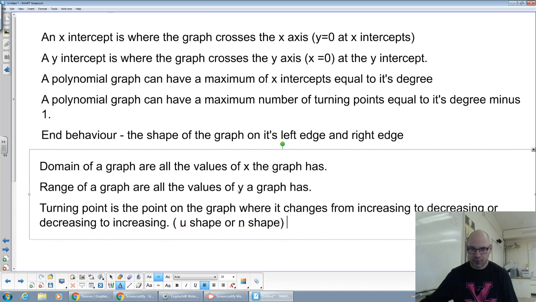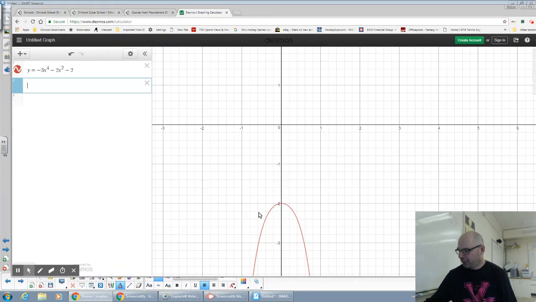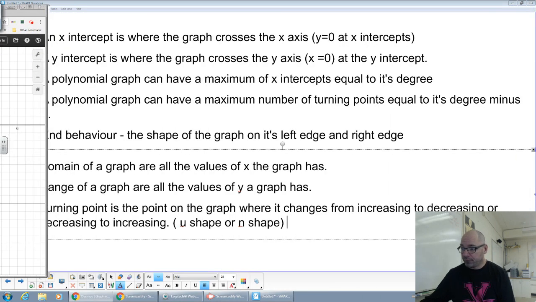Again, in our graph over here, that's a turning point because we have an N shape in the graph. We take this and put this back to a 3 like we had it before there. There's kind of a U shape there a little bit, and then an N shape kind of going down there. So there's a turning point and a turning point.